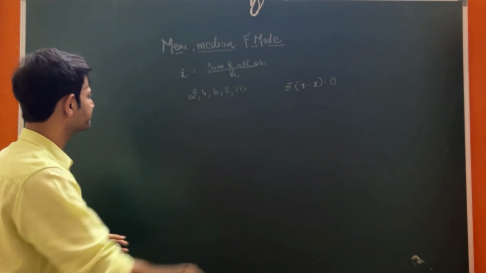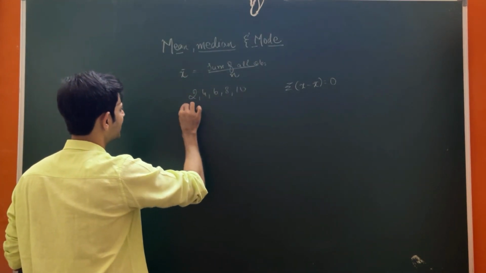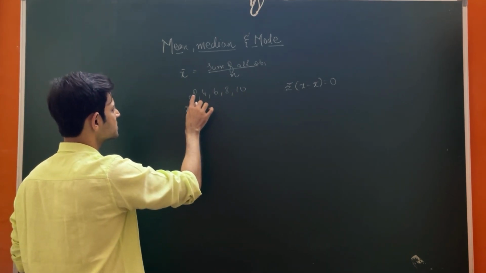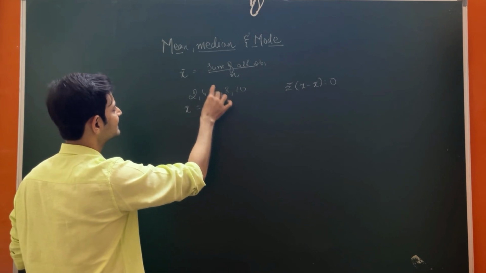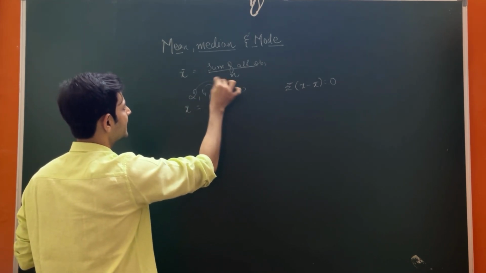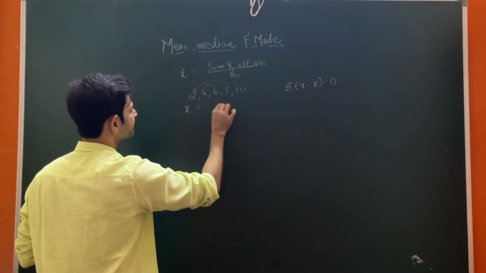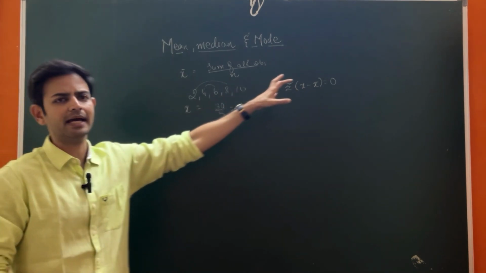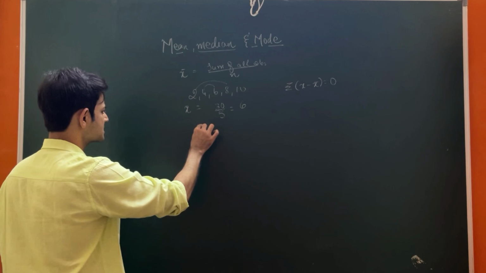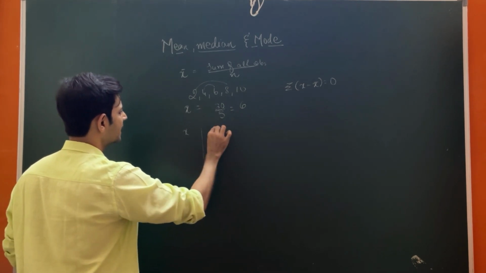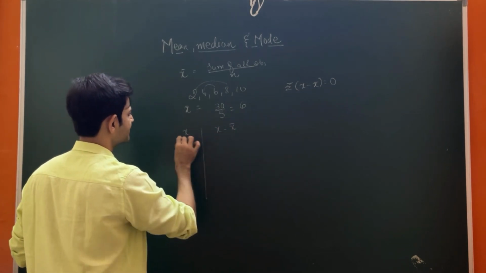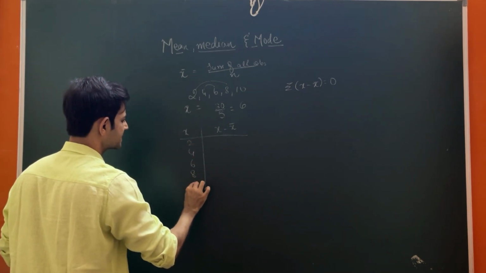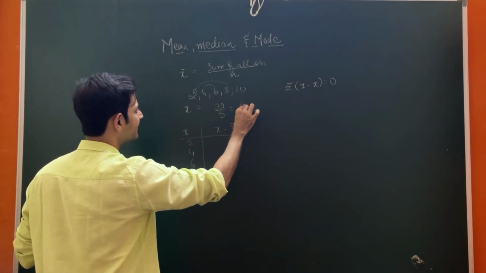Let's check that one. So first let's find the x bar or the mean here. That is the sum of all observations, which is 2 plus 4 plus 6 plus 8 plus 10, that is 30. 30 by 5 is equal to 6. So 6 is my x bar here. So let's just take your x minus x bar. X is 2, 4, 6, 8, 10. Now x bar here is 6.